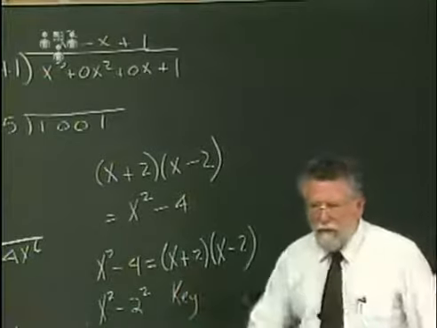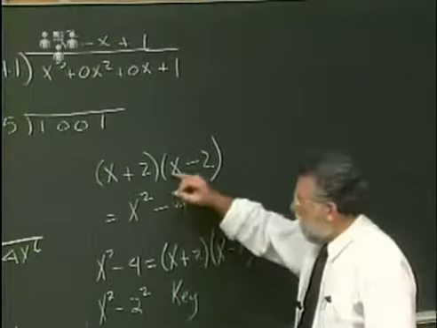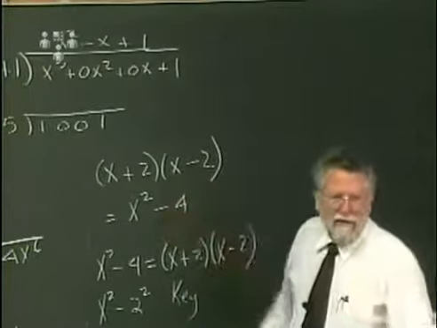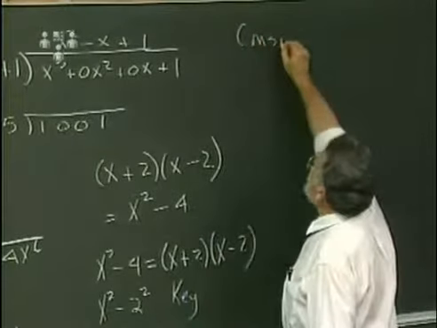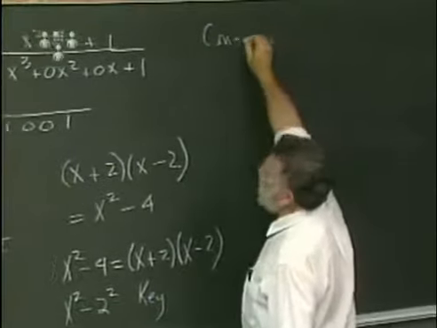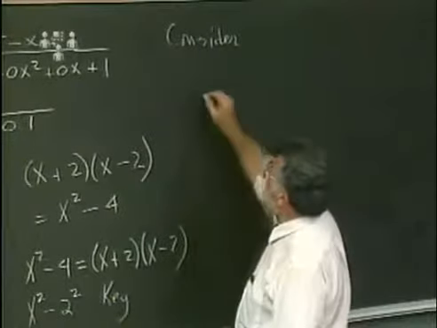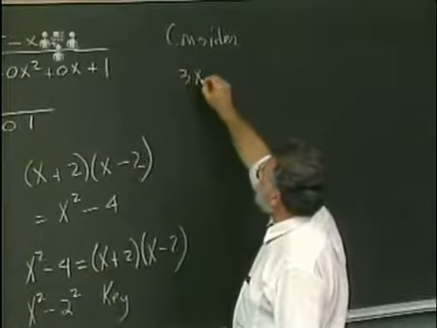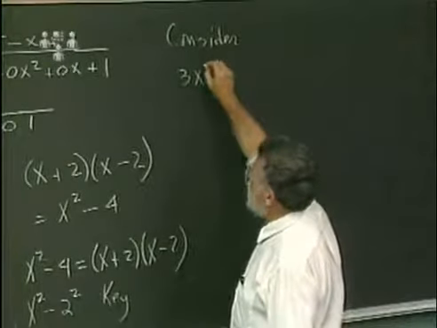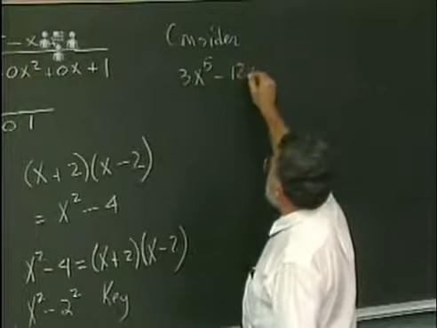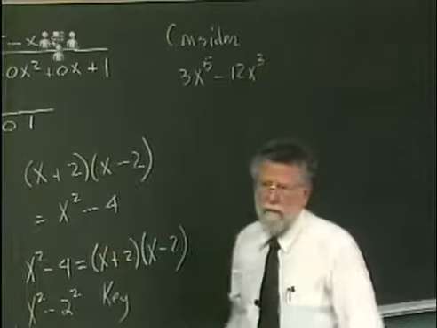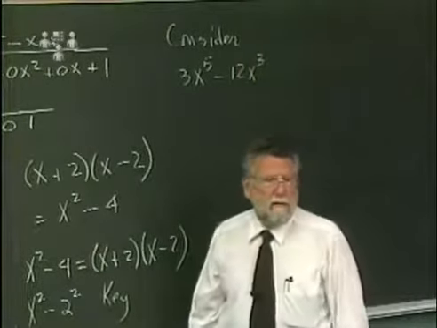Now, again, I don't want to get buried going any further. We did this problem. Leave it at that for the moment. Now, I want you to consider this just to understand where we're headed. If I gave you 3x to the fifth minus 12x to the third, what is the GCF?